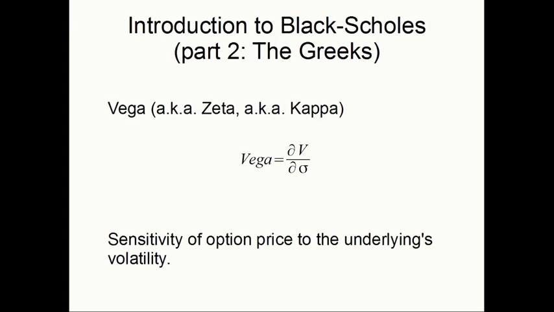Vega is not found in the PDE and is not quite mathematically correct in the sense that it is the derivative of v with respect to a parameter and not a variable. It is nonetheless a useful concept and is often used in practice. Vega is the sensitivity of the option price with respect to the underlying's volatility. This Greek is particularly useful when doing volatility arbitrage.